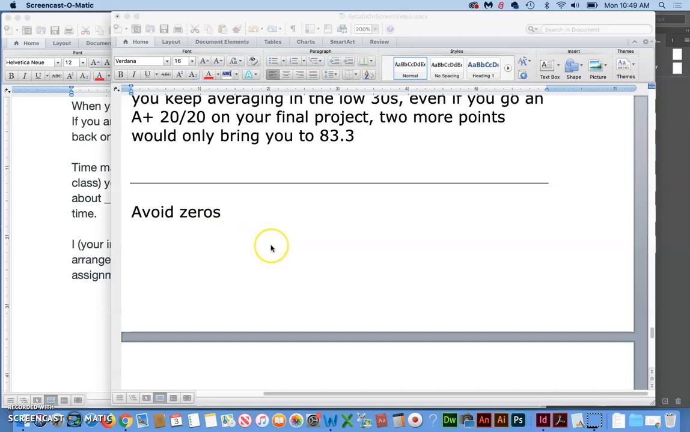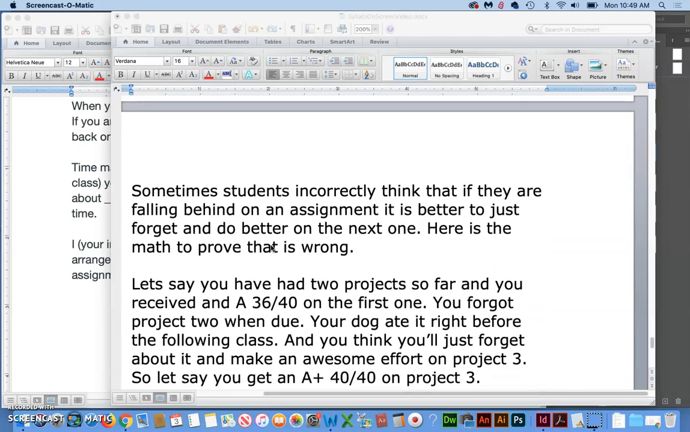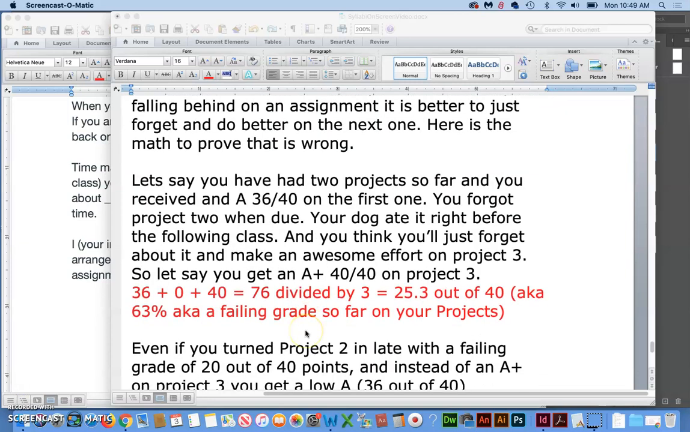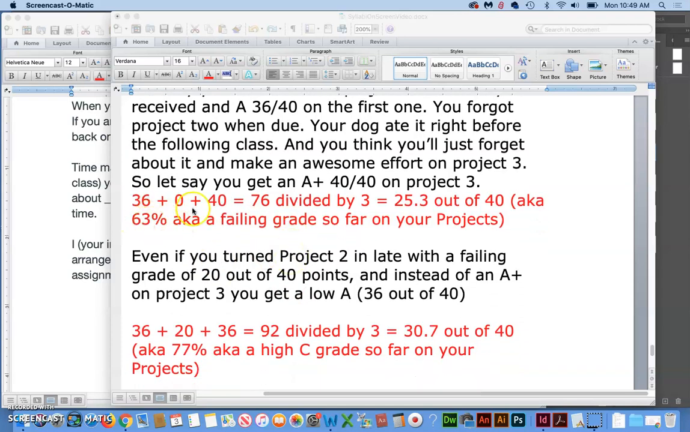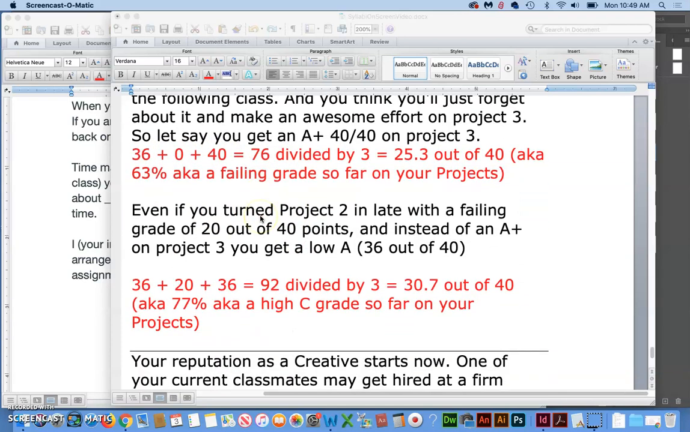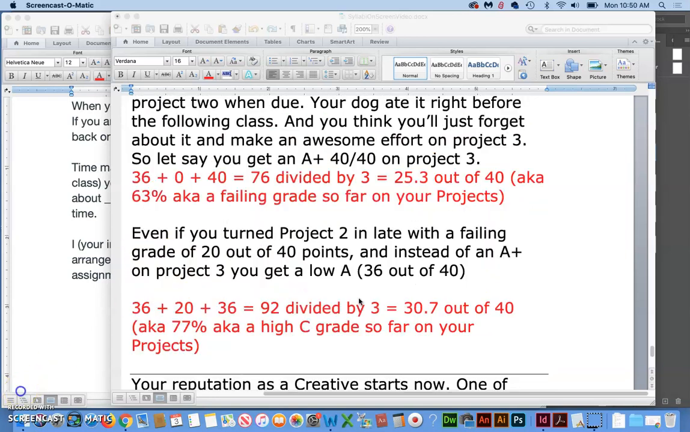And here's a big grade tip: avoid zeros at all costs. Sometimes students incorrectly think that they're just going to try harder on the next project and forget about one of them. But I show an example here where you do just that, do really good on the next project, keep the 0 in there. You end up at a 63%, assuming there was just 3 projects so far. And even if you get a horrific grade in there, you come out much higher.